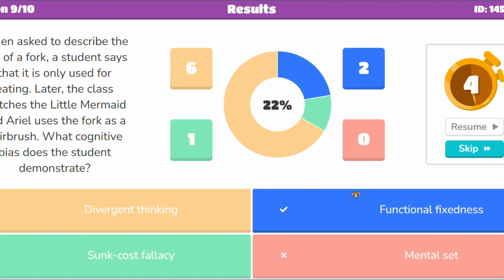Functional fixedness is when you only think that one object can be used in the traditional way, which we see here. The student thinks it can only be used for eating. Also, a reminder that functional fixedness is something that limits creativity. Also, the complete opposite of divergent thinking. This is an example of convergent.